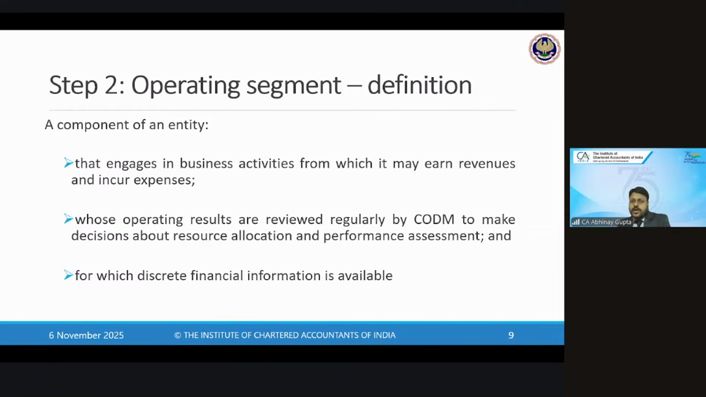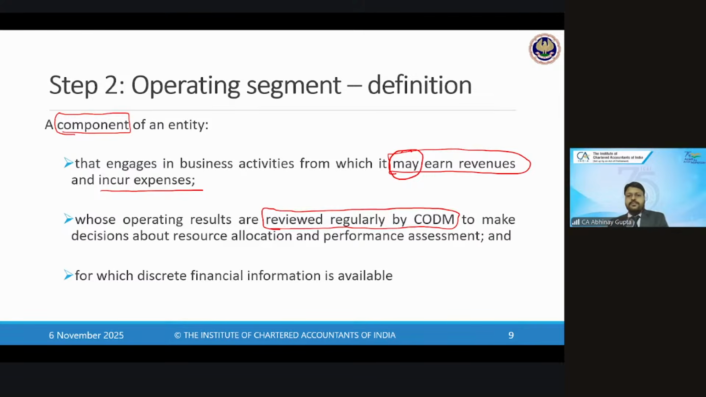Now, we have understood the CODM, right? Now, what does operating segment mean? The standard says an operating segment is a component of the overall company or overall entity that engages in business activities from which it may earn revenues, right? And incur expenses, right? So any business line from which revenues can be earned and expenses are incurred, right? That is a separate component within the overall entity whose operating results are reviewed regularly by the CODM.